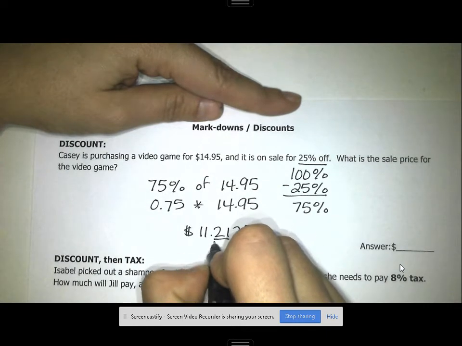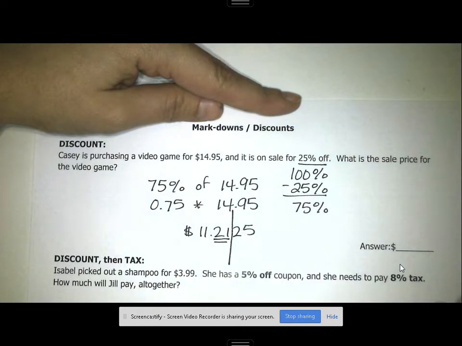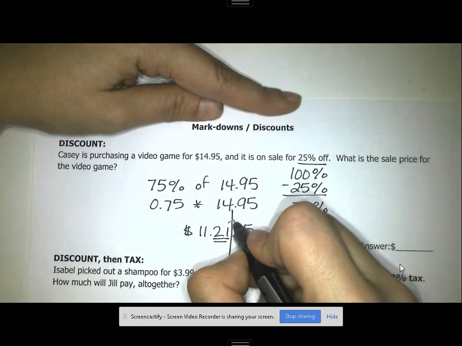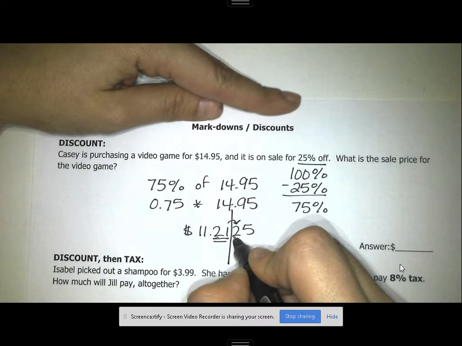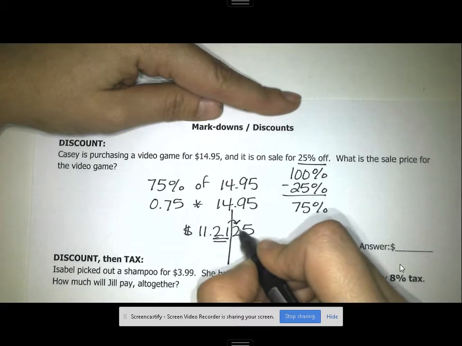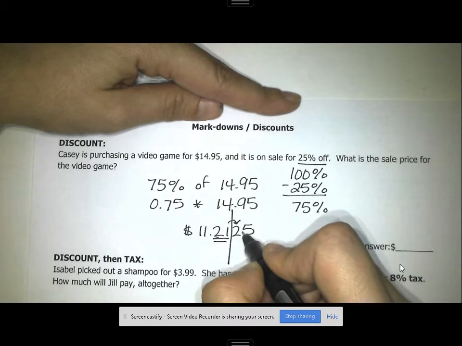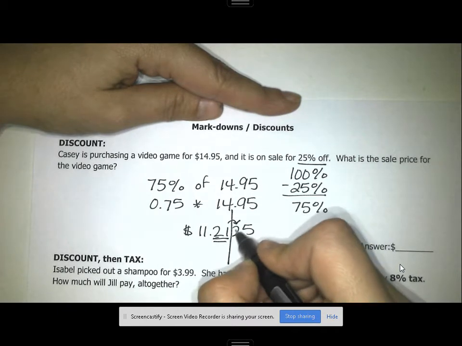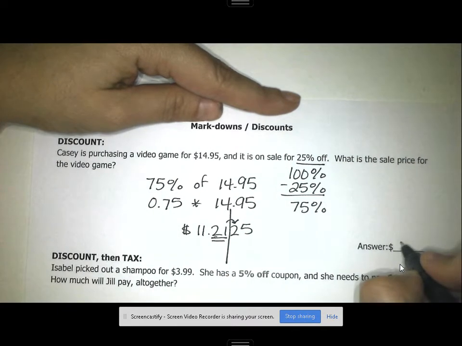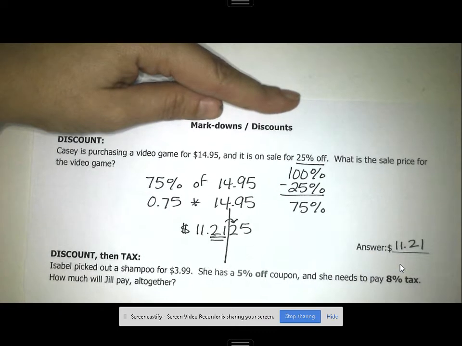And I know that money ends here in the hundredths place, which is 2 places after the decimal. And I'm not going to round 21 cents up because this number is not 5 or above. If it was 5 or above, I'd give 21 cents a shove to 22 cents. But since it's 4 or below, I'm going to keep it as $11.21.